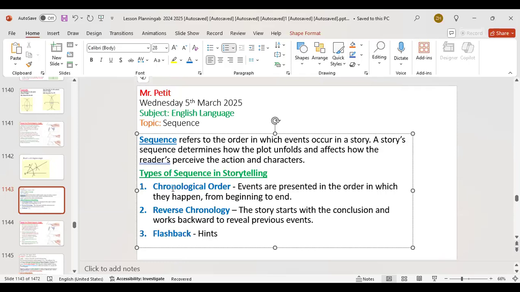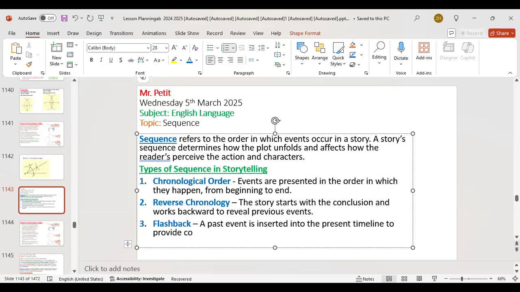So flashback is like hints or clues. I'm sorry, a past event. Let's say a past event is inserted into the present timeline to provide what? To provide context and what? Or background. Okay, that's why we flashback. Provide context or background.